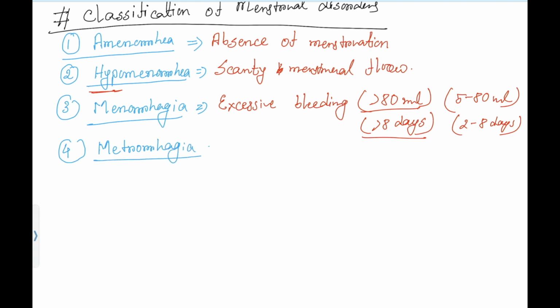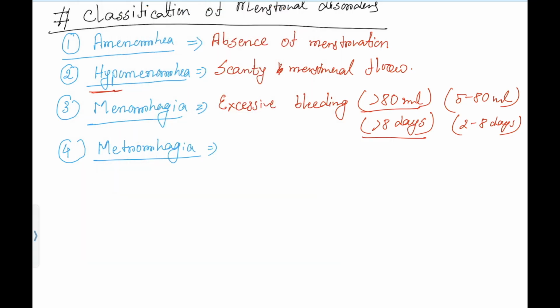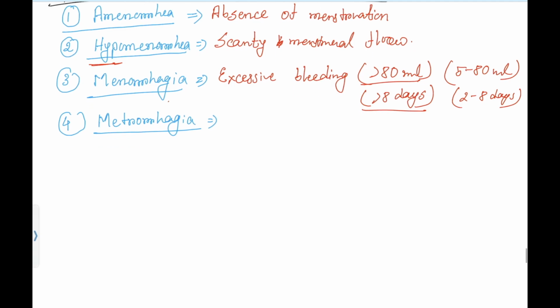Metrorrhagia means irregular bleeding. Here, amenorrhea means continuous absence of menstruation. Each month the female will be having absence of menstruation. Then hypomenorrhea means in every month the woman will be getting menstruation, but the bleeding will be in very less amount. Menorrhagia means excessive bleeding. That means in every month the woman will be having menstruation, but in excessive amount.